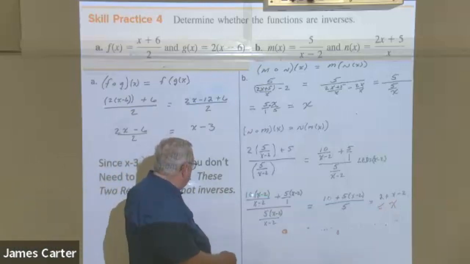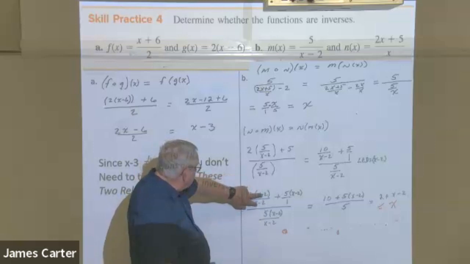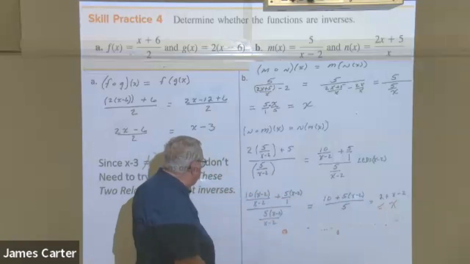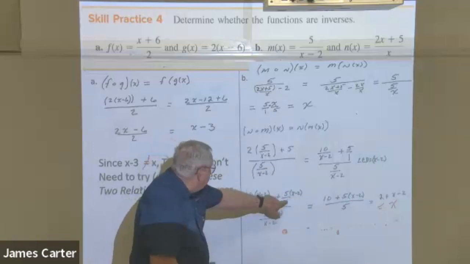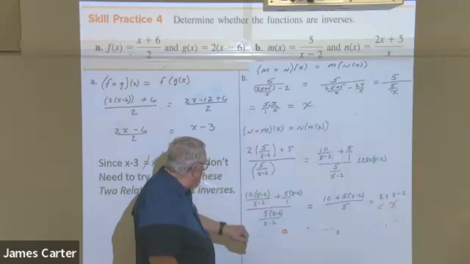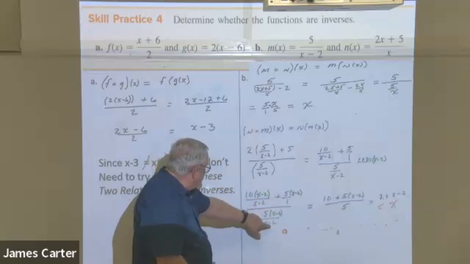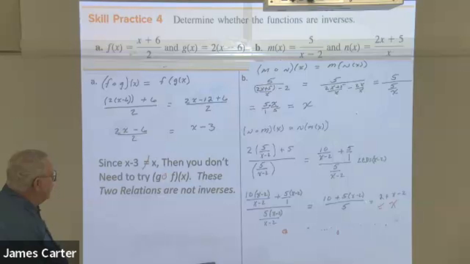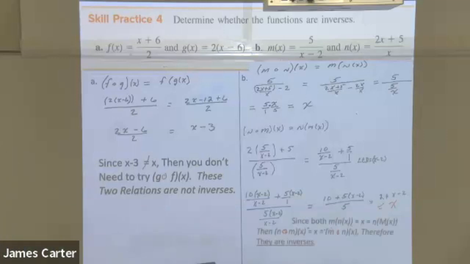Okay, then we cancel wherever we can. These two cancel, leaving me 10. Here I just get 5 times x minus 2. And when these two cancel, all of this is over 1. These two cancel, leaving me a 1 down here and a 5 there. So now I distribute that 5, and it does become 1x. So these two indeed are inverses. And my scribbles are even half legible on this one.